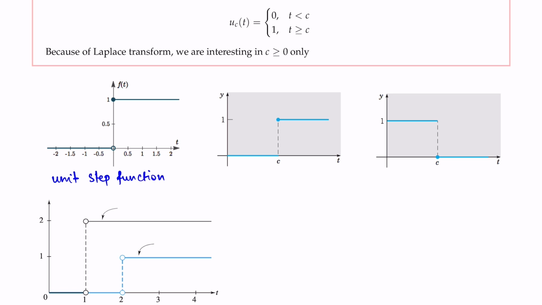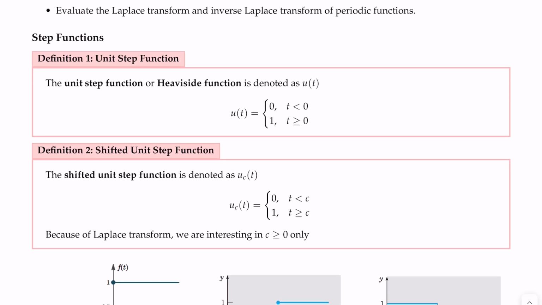So for the unit step functions, of course, you can translate it, you can move it to the left, you can move it to the right. It depends on the need of the problem. So the shifted unit step function is written as u sub c of t, where c is the amount that you want to move. Let's say you want to move to the right by 2 units, so c is equal to 2. If you want to move it to the left, well, c is equal to -2.